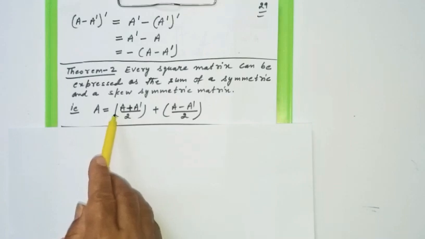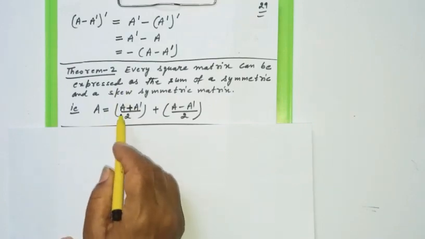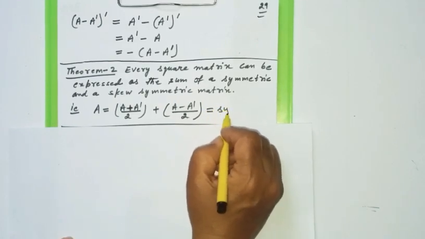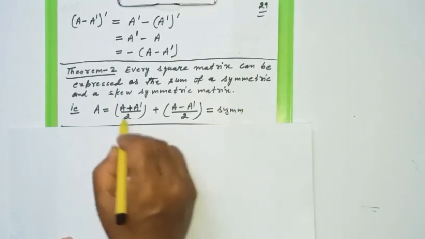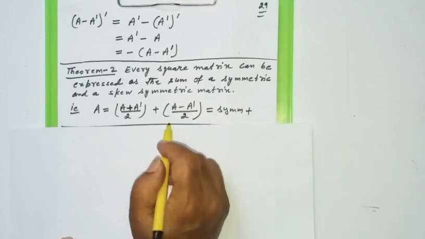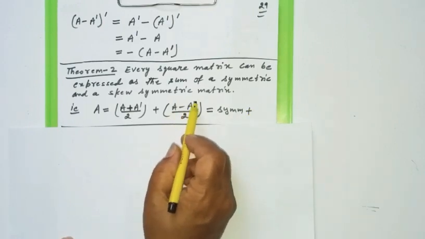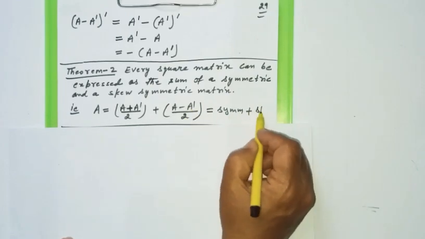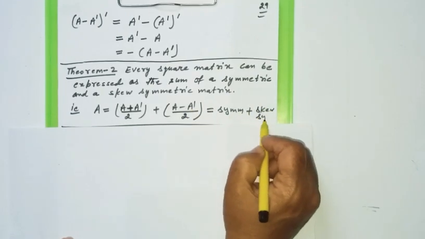But we have already discussed in theorem 1 that A plus A dash is symmetric. Then A plus A dash upon 2 will also be symmetric. We have already seen that A minus A dash is skew symmetric. So A minus A dash upon 2 will also be skew symmetric.